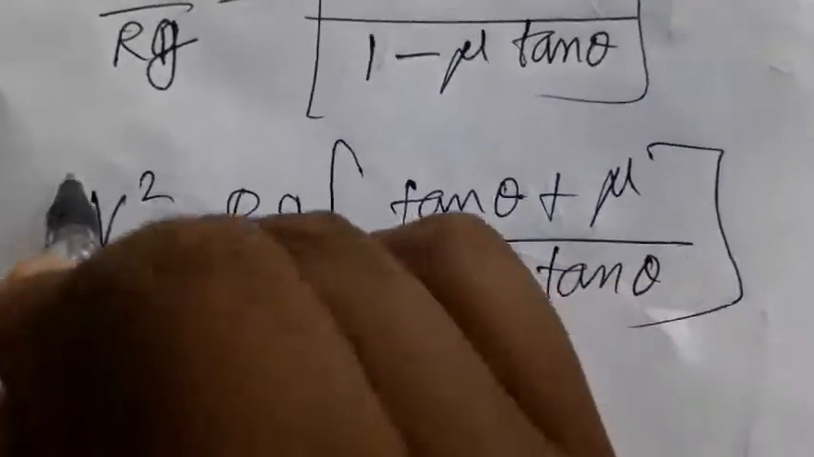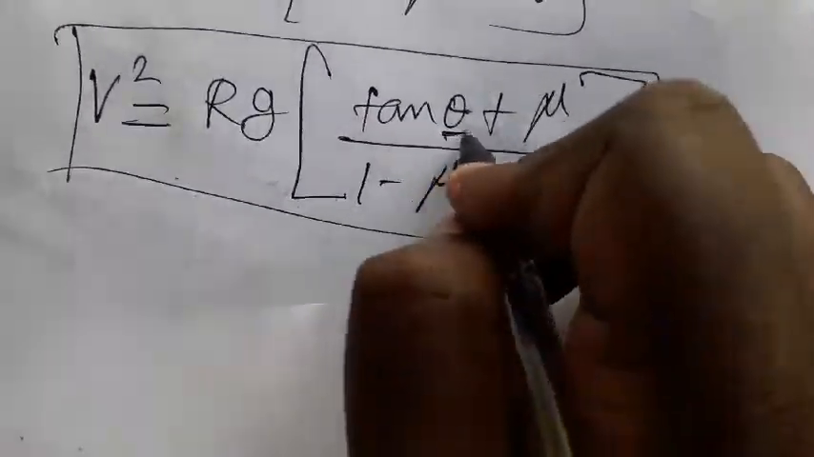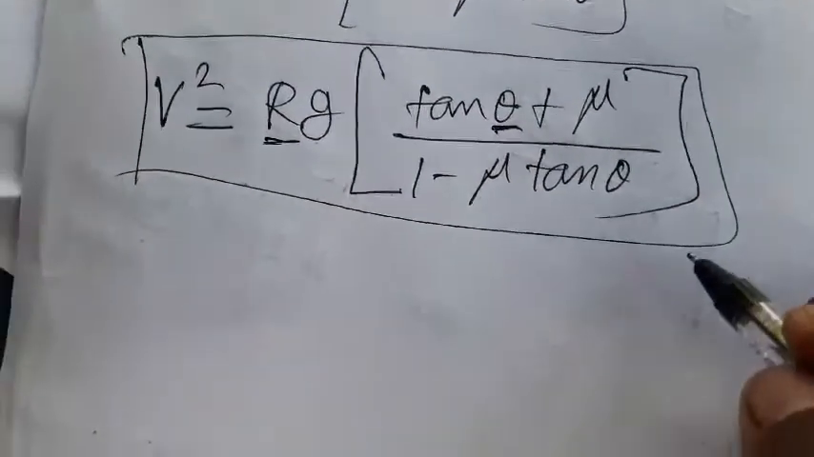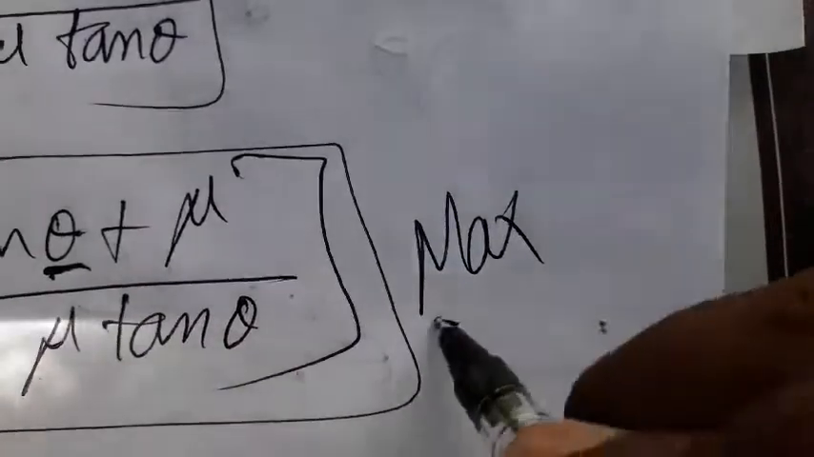So we got what the maximum velocity a car can travel at on the curved path is. If you know the angle and the radius, you can find the maximum velocity the car can take in a curved path.